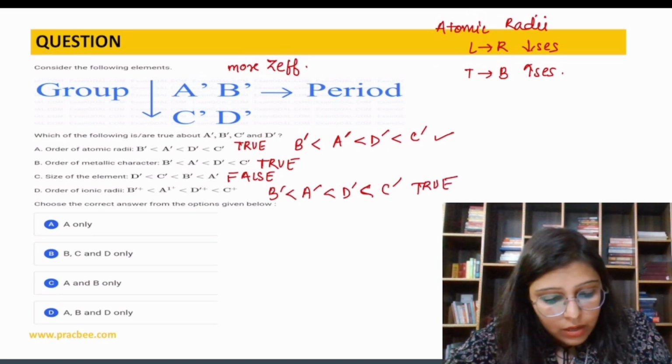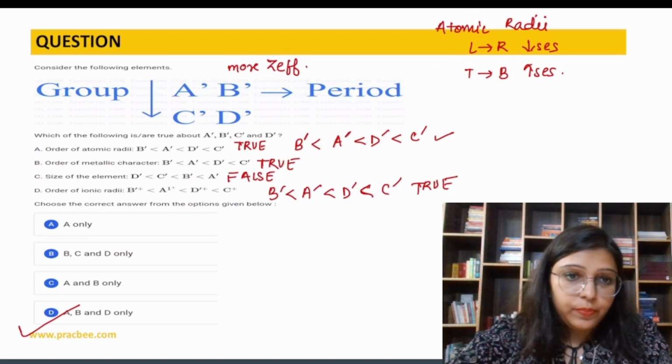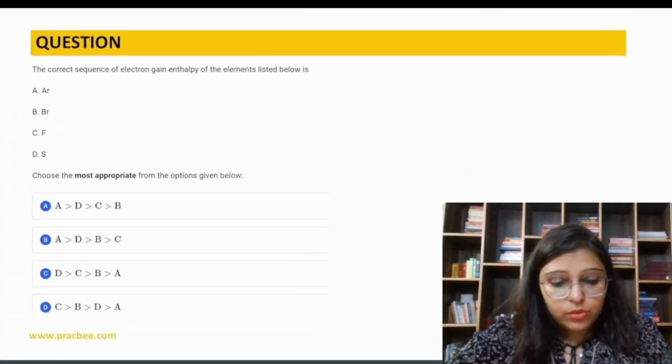So out of all, choose the correct answer. The correct answer is going to be A, B, and D. So option D is the correct answer. Okay. Now let's do the next question.